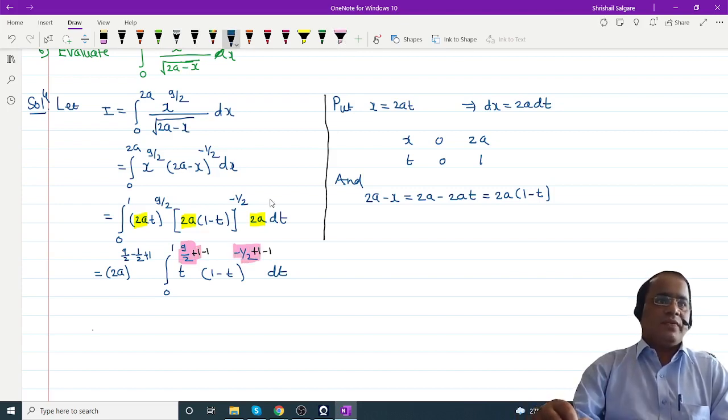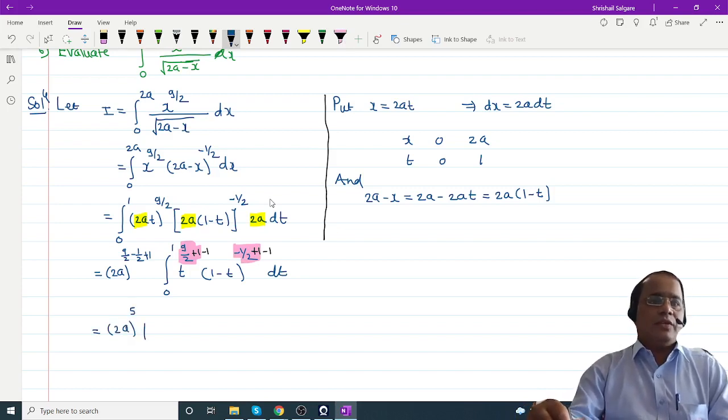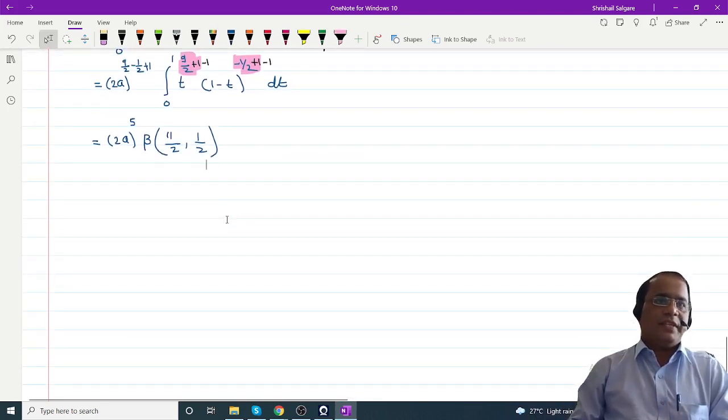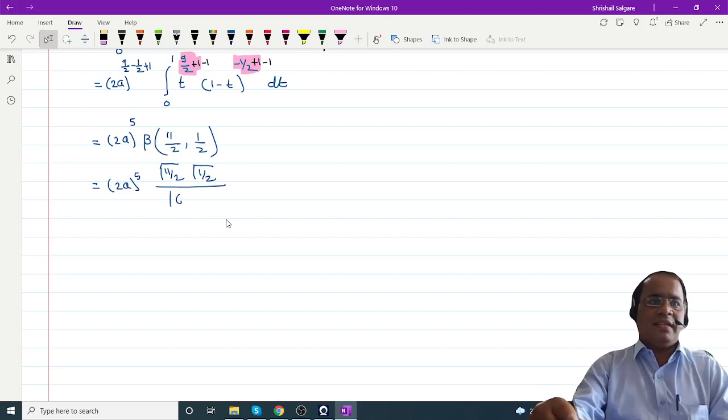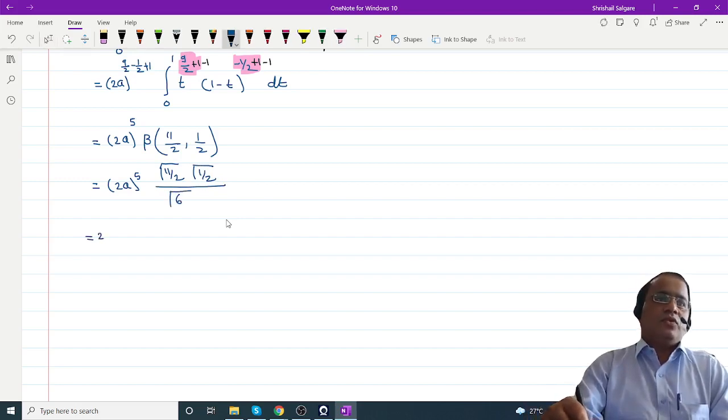So first, what is the power of 2a? 5, yes. Into beta of first parameter 11 by 2 and second parameter 1 by 2. So further you can simplify it. So it can be simplified as 2a raised to 5 gamma of 11 by 2 gamma of 1 by 2 divided by gamma of 6. Is it right? 2 raised to 5 into a raised to 5.